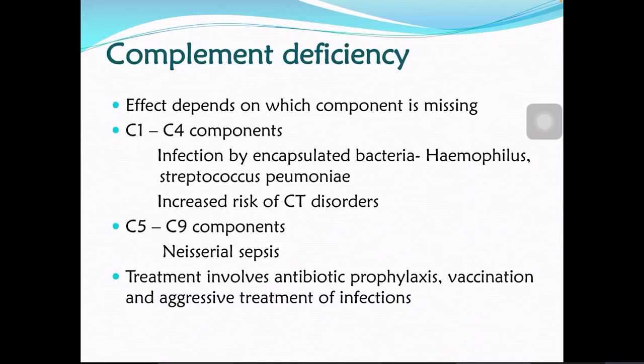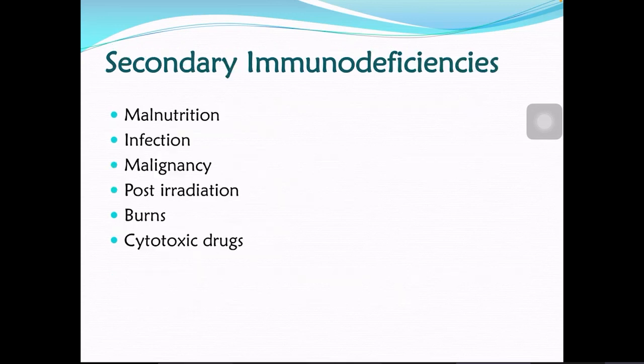So complement deficiencies can also give rise to infections. C1 and C4 leads to infection with encapsulated bacteria, Haemophilus and Streptococcus. It has also increased risk of connective tissue disorders. C5 and C9 components can give rise to Neisseria sepsis. And complement deficiency is treated with antibiotic prophylaxis, vaccination, and aggressive treatment of infection.